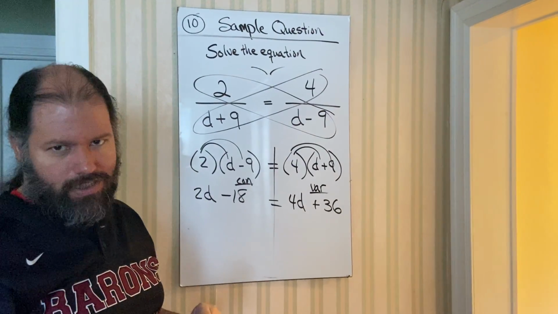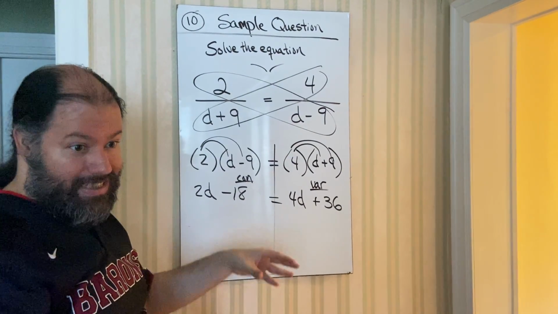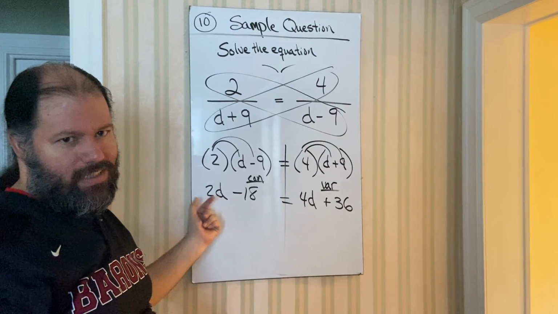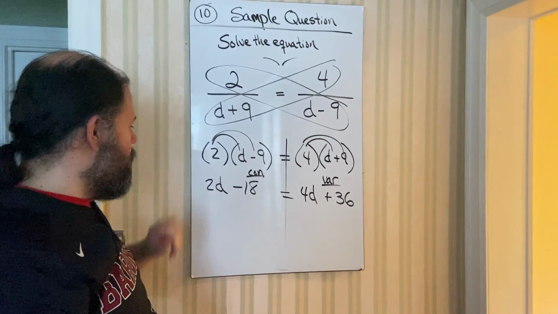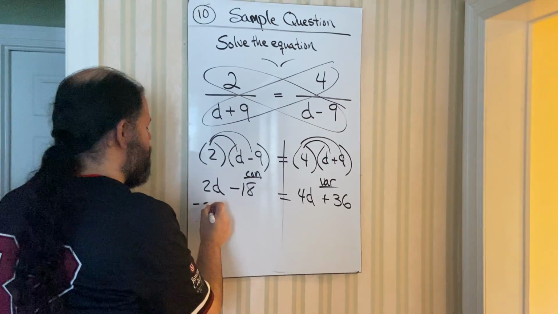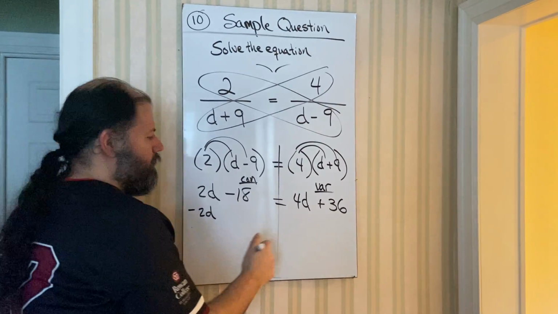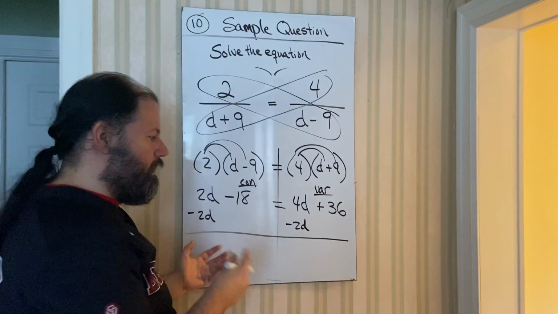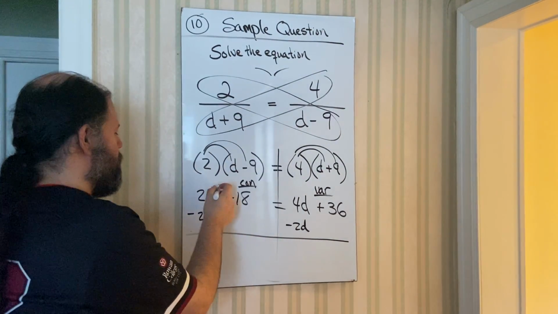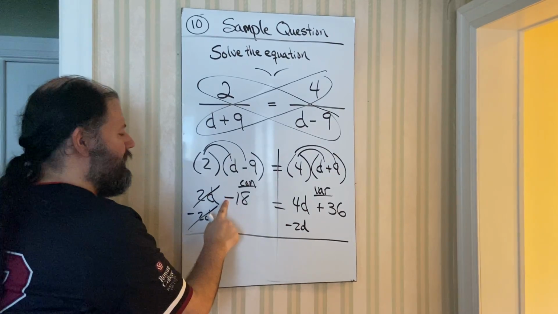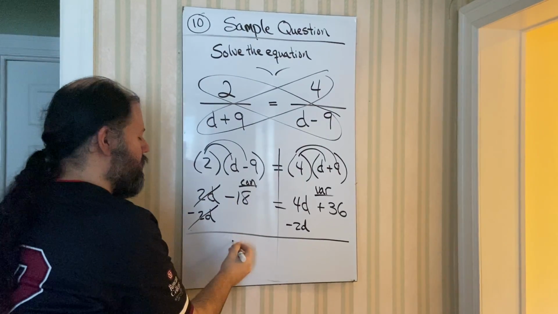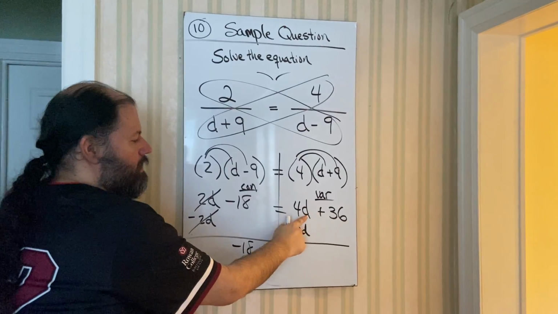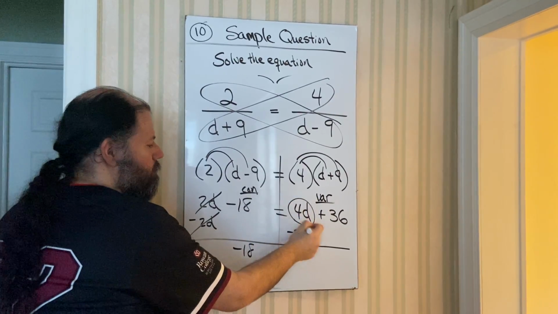Now 2 is a coefficient, but remember, I'm in the moving step. So you gotta treat this as a married couple. If I move the D, you have to move the 2 as well. So the opposite of a positive would be a negative 2D. If I do a negative 2D here, you gotta do a negative 2D on the other side of the equation. Keep things balanced. So this left-hand side, you only have a negative 18. Don't lose this negative.